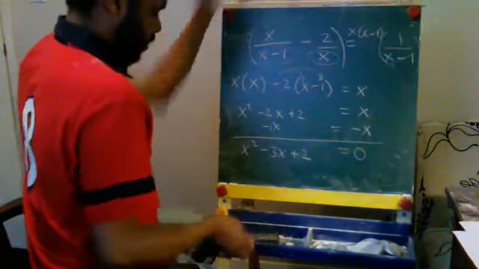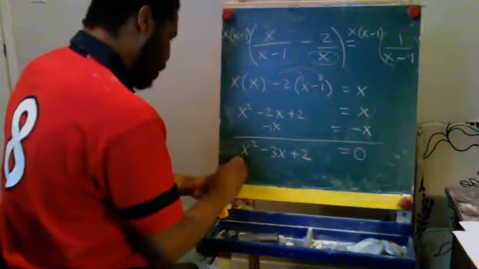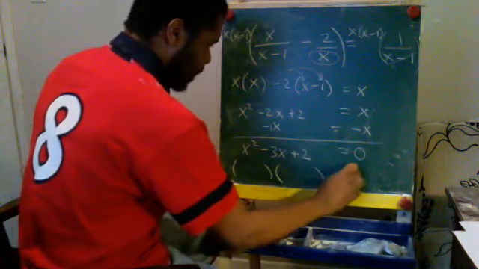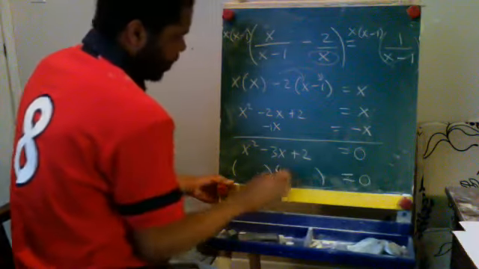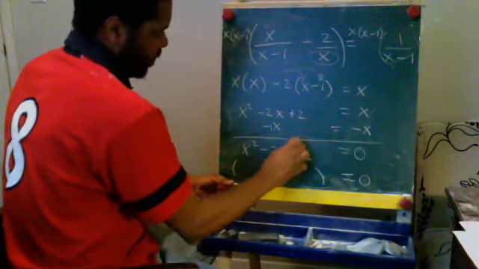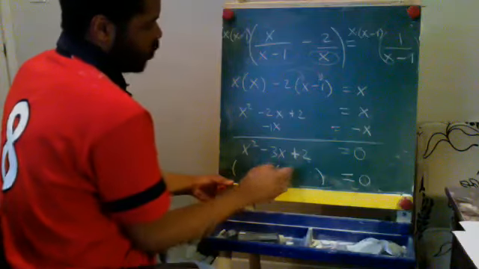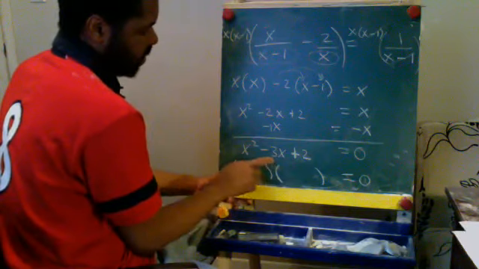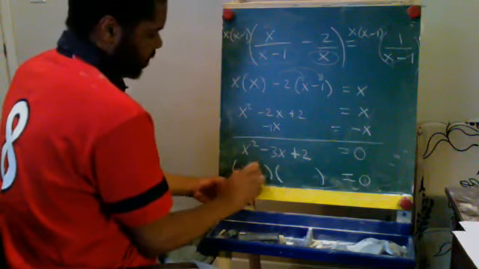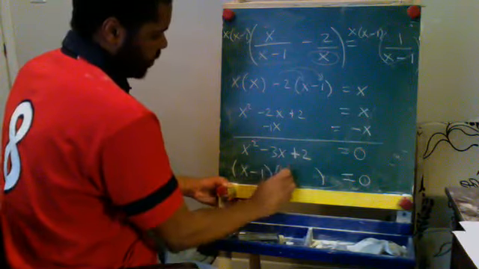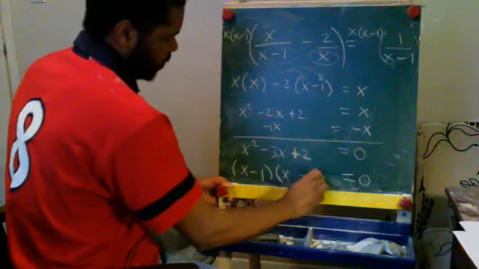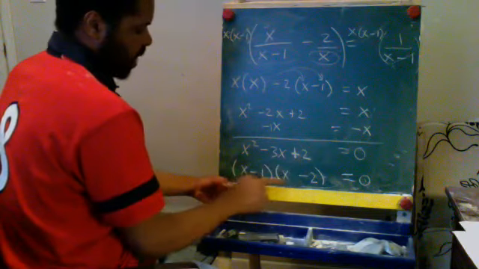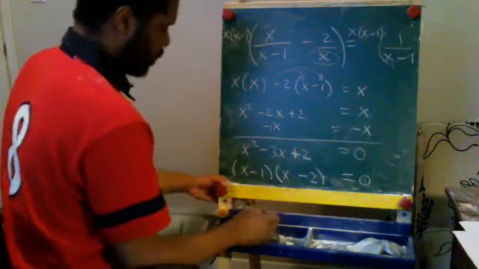If I factor, I use two numbers that multiply to give me positive 2 and add to give me negative 3. So obviously it's going to be x minus 1 and x minus 2. Minus 1 times minus 2 is positive 2. Minus 1 plus minus 2 is minus 3.